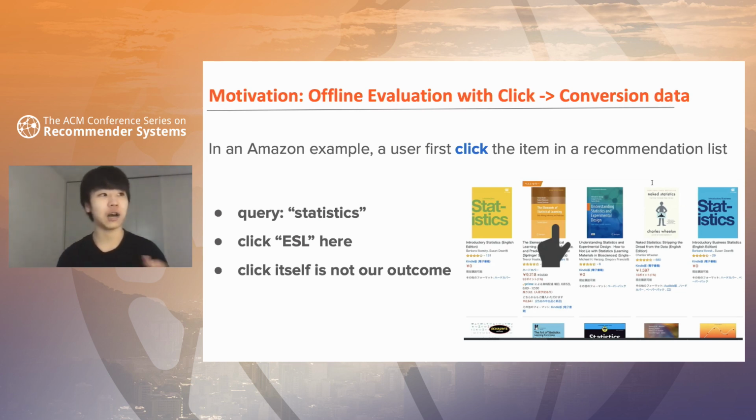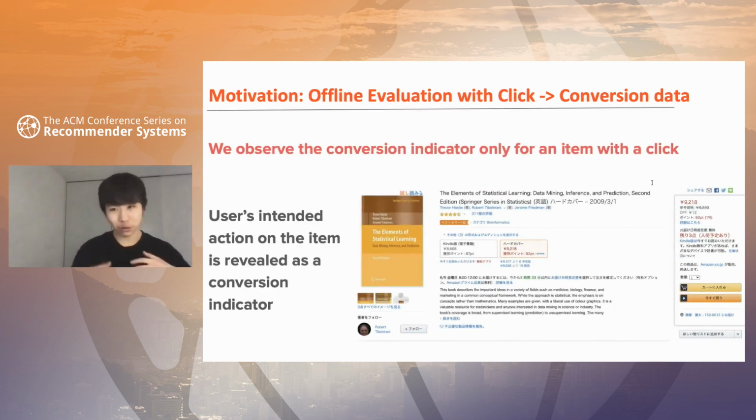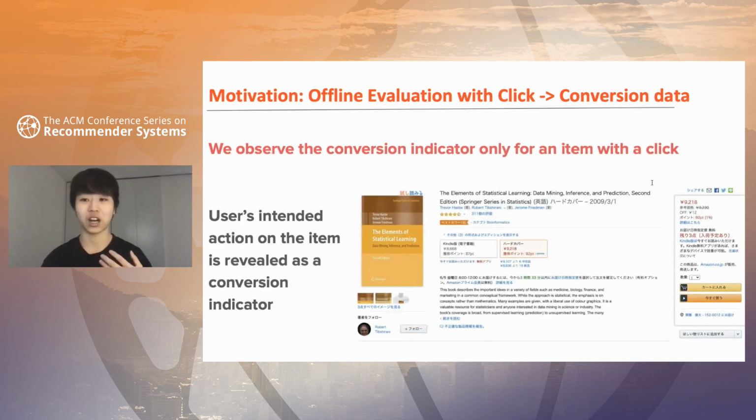So let me now use an Amazon recommendation as an illustrative example. Now a hypothetical user is seeking a statistical machine learning textbook, and the user now clicks the ESL, the Elements of Statistical Learning. I think it's famous worldwide, but the click itself is not the outcome here. So what we want to optimize is the conversion, the expected number of conversions in the recommendation interface. So we observe the conversion indicator, the outcome at the second stage of user behavior, only for the item with a click.